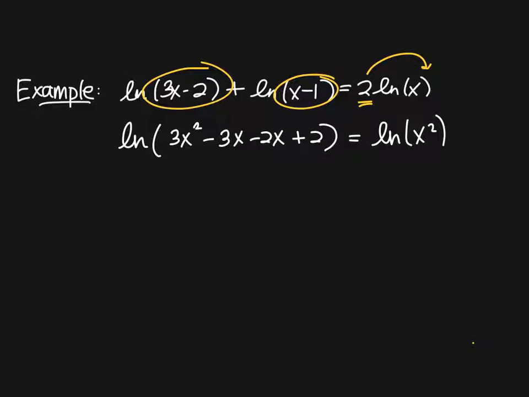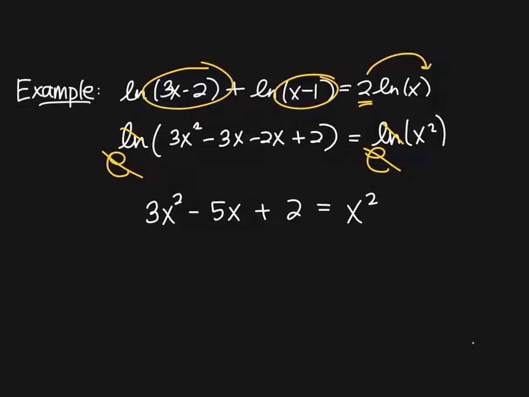Now, what base can I use to clear out my logs? E. So I'll use base E on both sides. That'll clear out both of my logs at the same time. That's going to leave me with 3x squared. I'm going to combine those two and make negative 5x plus 2 equals x squared. All right, what's the legal thing to do now at that point to solve that problem?